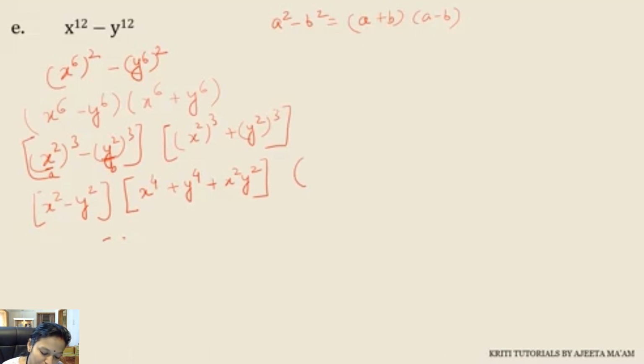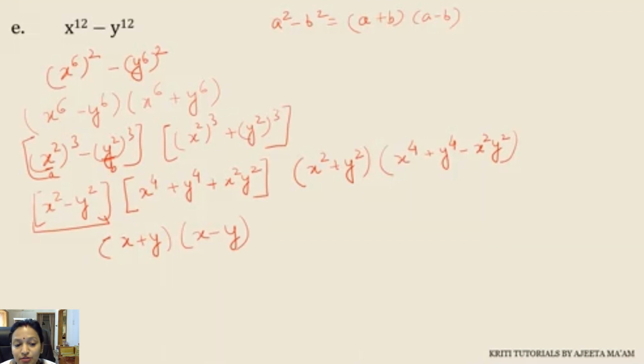Right? So what we will get? x square plus y square, and here we will get x raised to 4 plus y raised to 4 minus ab. Clear? Now, we have to check, can we still factorize any of the term, any of the factor? Yes, we can factorize x square minus y square using the same identity which we used in the first step, that is x plus y, x minus y. So this can be factorized to this.